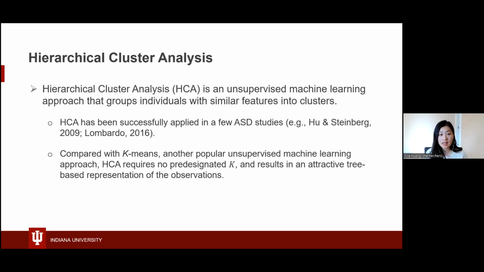Hierarchical cluster analysis, HCA, has been successfully applied in a few ASD studies. Compared with some other really popular unsupervised machine learning approaches, for example k-means, HCA requires no predetermined number of k, and also results in an attractive tree-based representation of the observations, from which we can determine the number of clusters in the entire population.